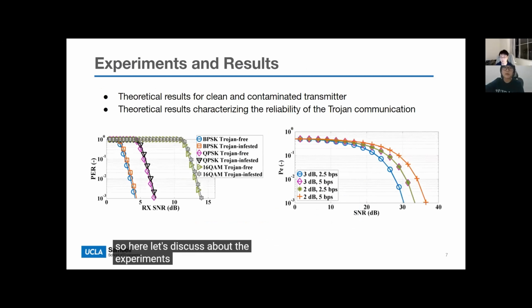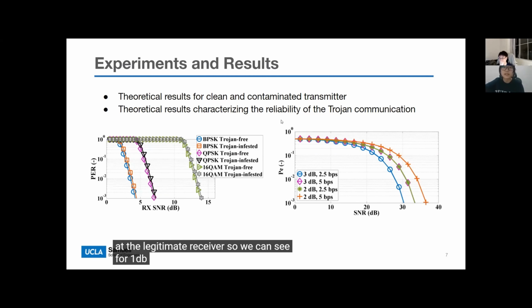So here let's discuss the experiments and results of the attacks. We analyze the performance characteristics of the Trojans from two aspects, and they are independent of the Trojan implementation from the paper. First, the paper shows the impact of the hardware Trojan operation on the legitimate communication. In the figure on the left, the PER stands for the packet error rate of a binary convolutional code in a channel, shown for the Trojan-free and the Trojan-infested transmitter under different modulations as a function of the signal-to-noise ratio observed at the legitimate receiver.